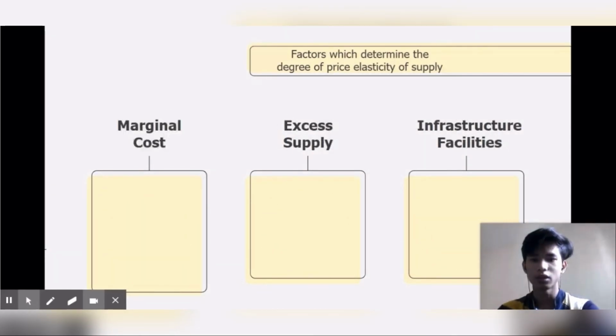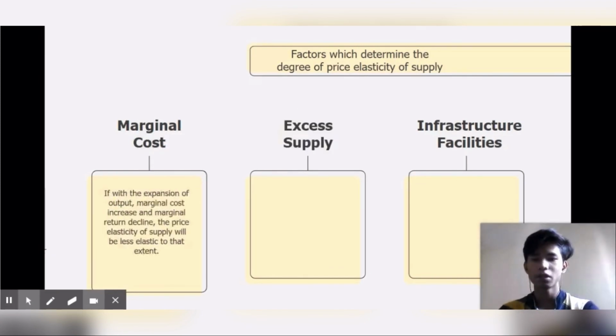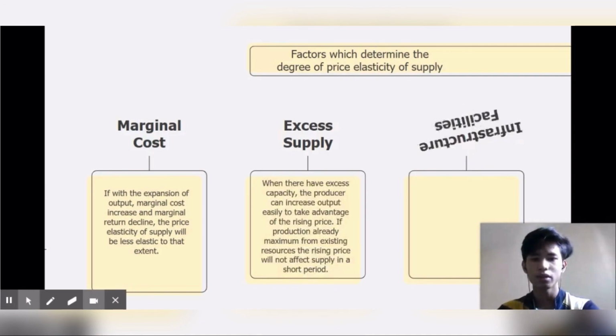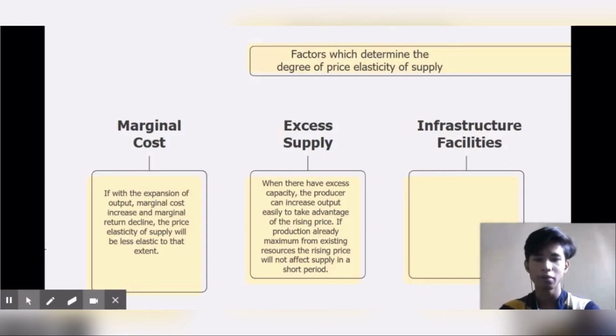The fourth one is marginal cost. If with the expansion of output marginal cost increases and marginal return declines, the price elasticity of supply will be less elastic to that extent. Next is excess capacity. When they have excess capacity, producers can increase output easily to take advantage of the rising price. If production is already at maximum for existing resources, the rising price will not affect supply in the short period.